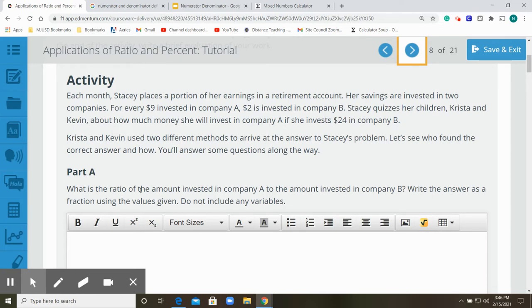Activity. Each month, Stacy places a proportion of her earnings in a retirement account. Her savings are invested in 2 companies. For every $9 invested in Company A, $2 is invested in Company B. Stacy quizzes her children, Krista and Kevin, about how much money she will invest in Company A if she invests $24 in Company B. Krista and Kevin used 2 different methods to arrive at the answer to Stacy's problem. Let's see who found the correct answer and how.